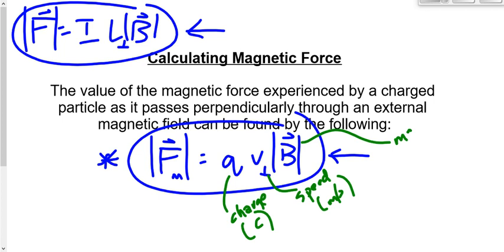B stands for the external magnetic field strength, not the magnetic field that's caused by the moving charge. There is one, but this is the external magnetic field strength, and the units for that would be Tesla. Fm, of course, stands for the magnetic force.